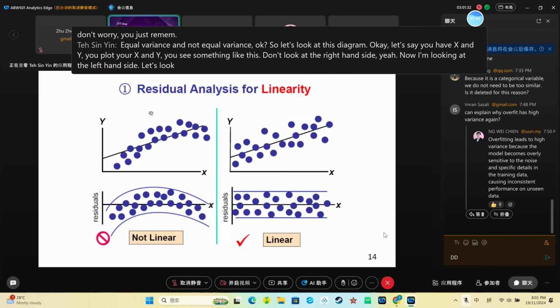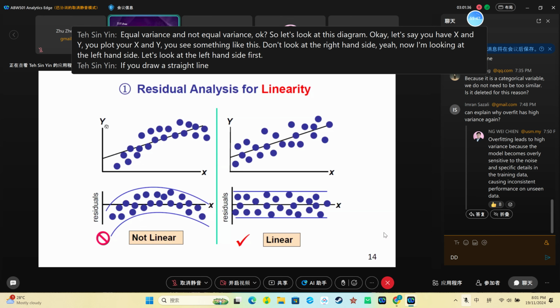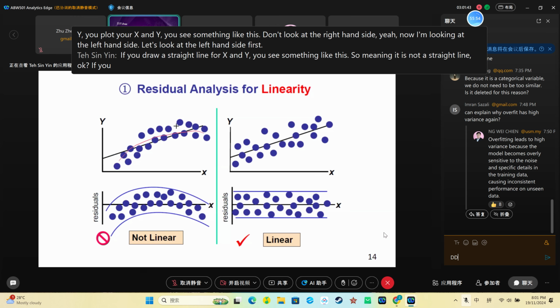Let's look at the left-hand side first. If you draw a straight line for X and Y, you see something like this. So meaning it is not a straight line. If you look at this one, it is not a straight line, right? It is actually a curve. So this is not linear.